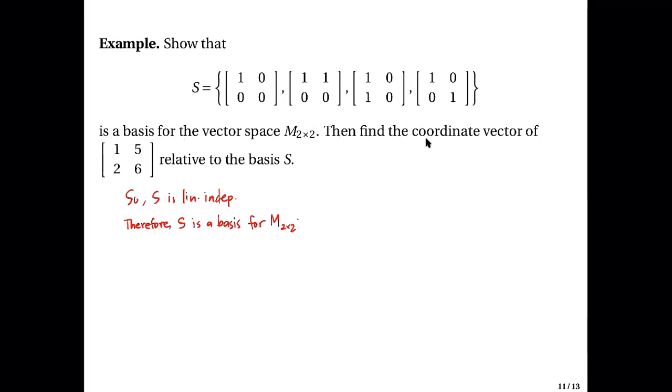Second part, I want to find the coordinate vector of this matrix here relative to the basis S. So for the second part now, the matrix 1, 5, 2, 6 can be written as a linear combination, so we will try to find the coefficients for 1 0 0 0 plus 1 1 0 0 plus 1 0 1 0 plus 1 0 0 1.